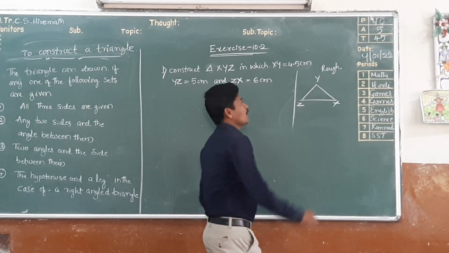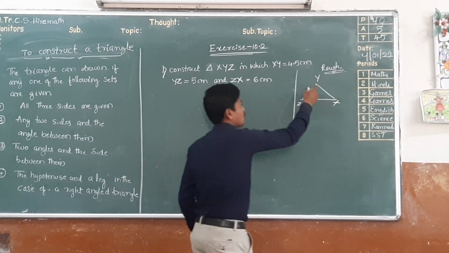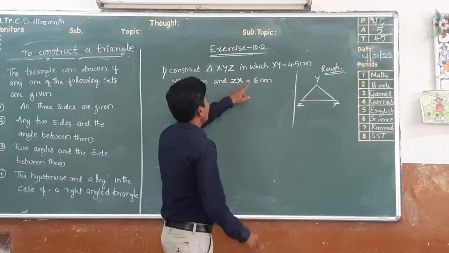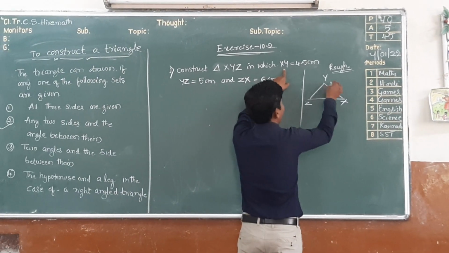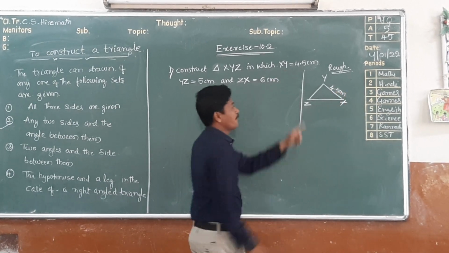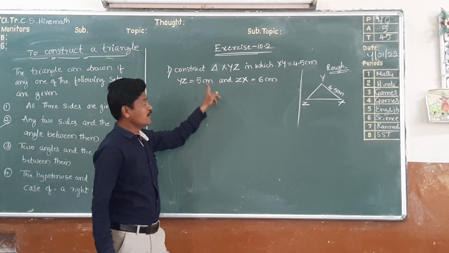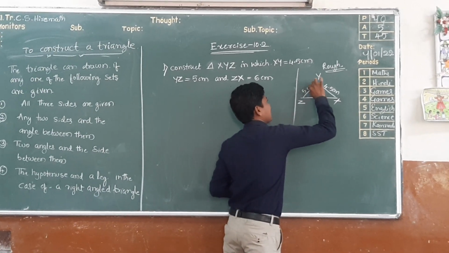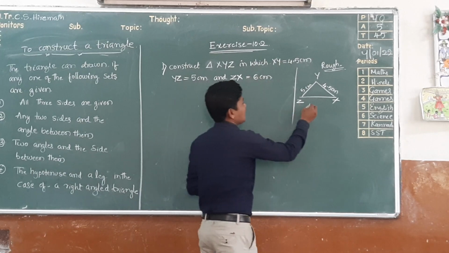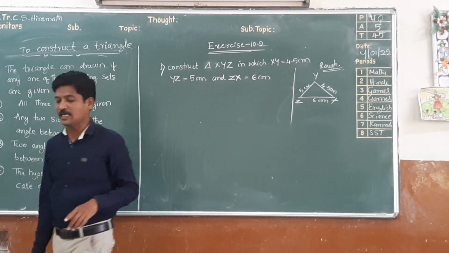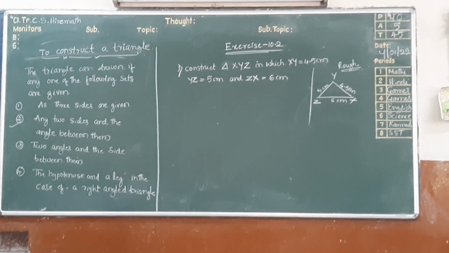Okay. So in this rough sketch, we have to draw a triangle and mark the measures. So XY, X to Y, how many centimeters is it? 4.5 centimeters. YZ is how much? 5 cm. And ZX is? 6 cm. Okay.